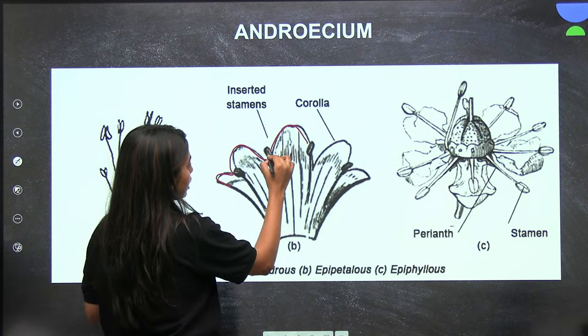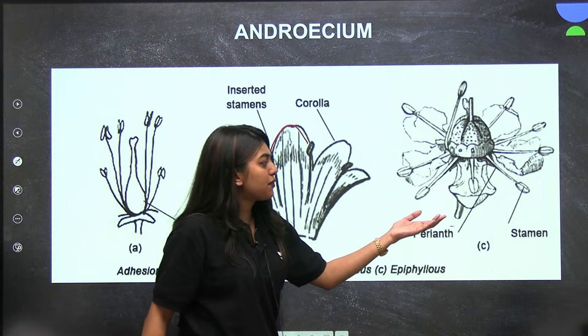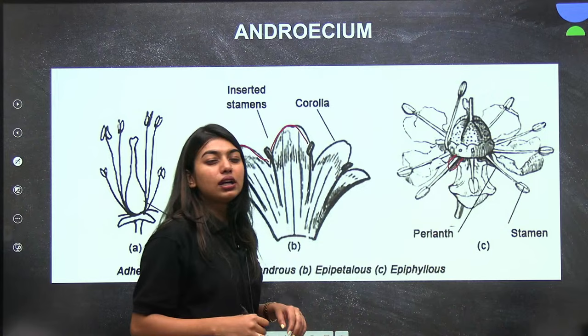This is the petal. Can you see here? Stamens are attached. This is called epipetalous, okay, epipetalous. Here if you see epiphyllous, that means your petals are attached with the tepals, or your tepals are actually petals plus sepals, no? So sepals will be here.